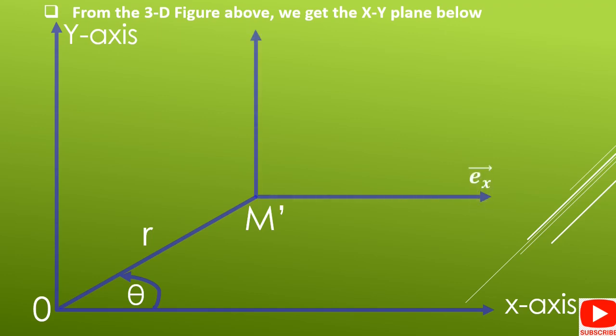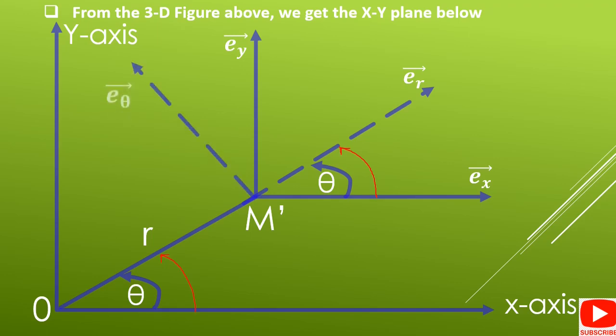This line represents the unit vector in the x direction, Ex, and this line represents Ey, which is the unit vector in the y direction. Er is the unit vector in the direction of r, and the angle made by Er with Ex is theta. And why is it theta? It's simply because this angle and this other angle are corresponding angles, and we know that corresponding angles are equal. The unit vector in the direction of increasing theta is given by E theta, and it makes an angle theta with the unit vector Ey.